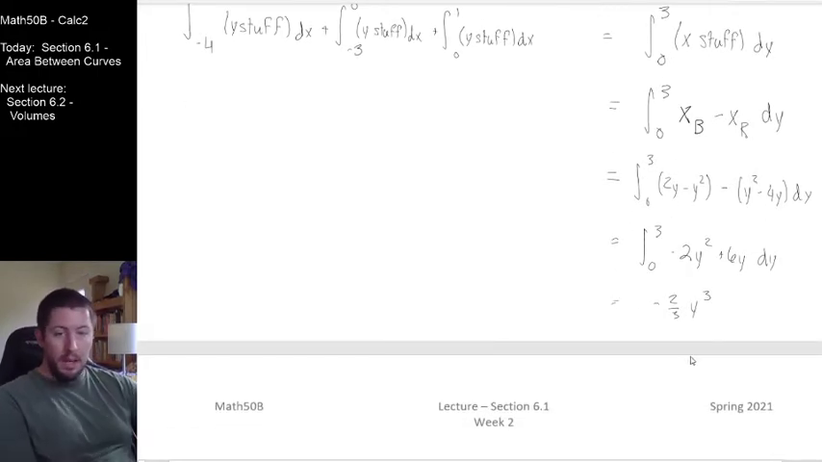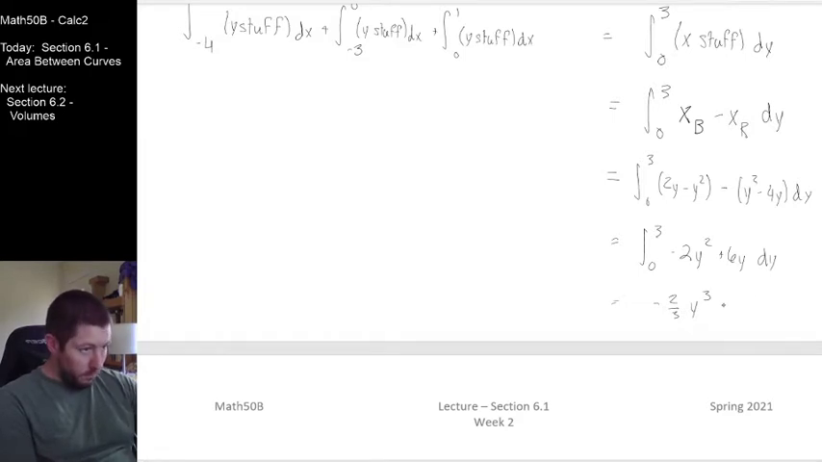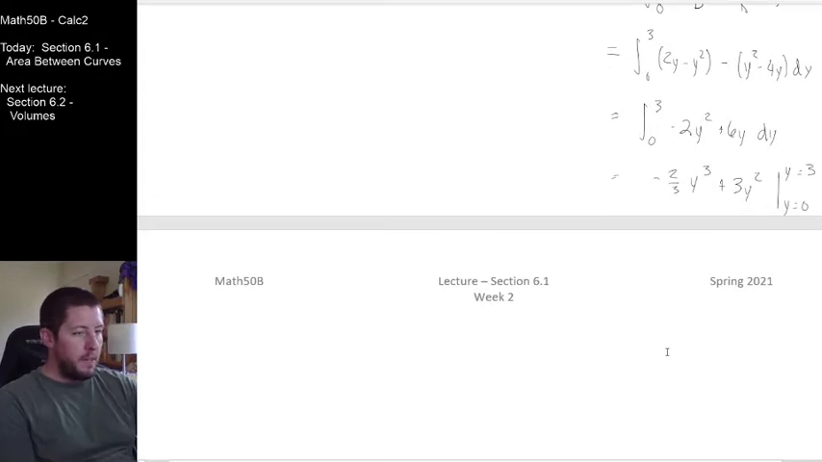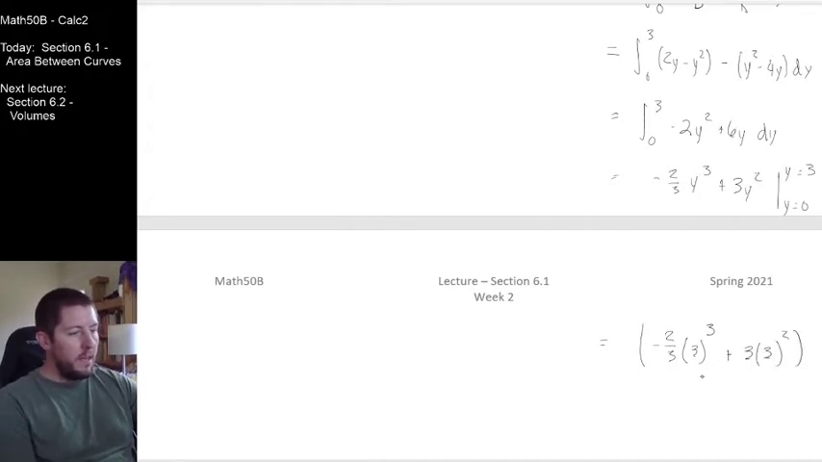I'm keeping the negative 2 along for the ride. 6y should go to 3y squared. And we're doing this from y equals 0 to y equals 3. So I'm going to go ahead and plug in those values here. 0 is the super easy one, nothing's happening at 0. Plugging in 3, I'm going to get negative 2/3 times 3 cubed plus 3 times 3 squared.